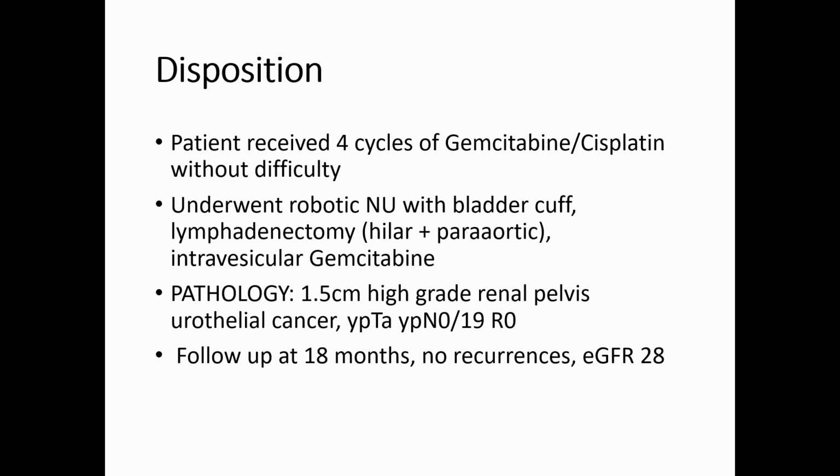Yep. So the patient received 4 cycles of GemCis without difficulty. They underwent a robotic nephroureterectomy with lymphadenectomy. Just as a side note, Adam, would you have done a lymph node dissection in this case? I would have. It's high-grade disease. Okay. It's very informative. Very good.